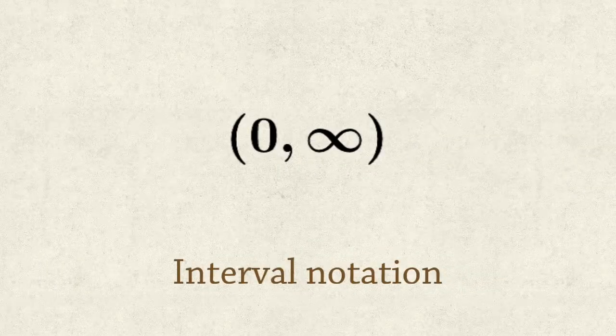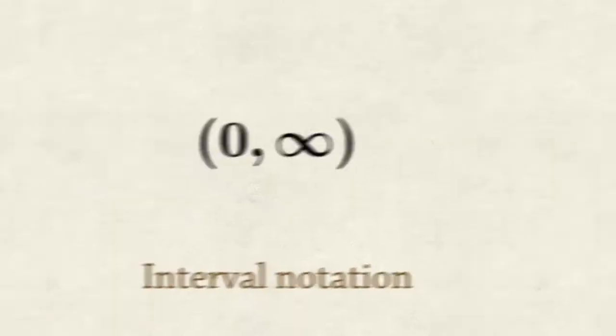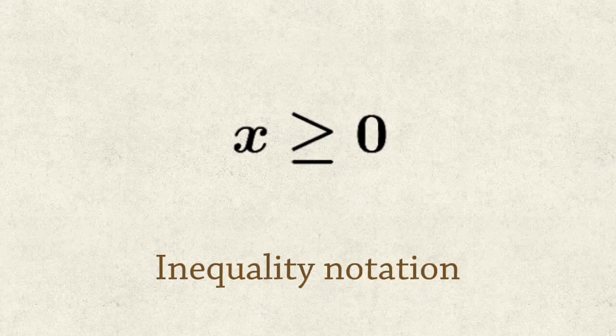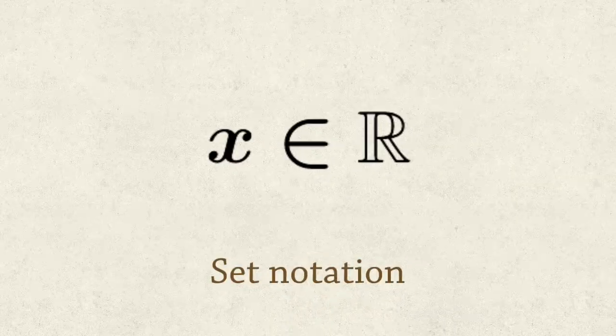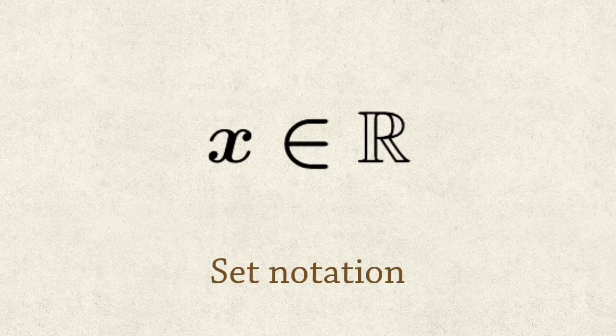In total, there will be 3 valid ways to write your answer for the domain of a function. You can use interval notation, you can use inequality notation, or you can use set notation. All of these are valid ways to represent the domain of a function.